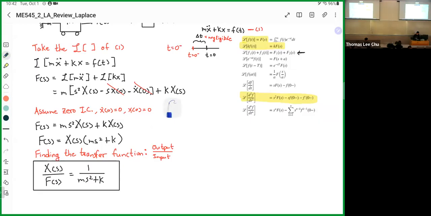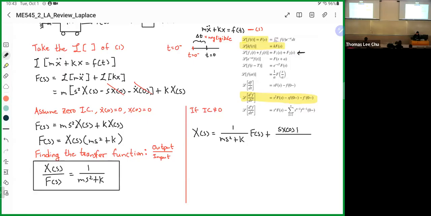Now, if the initial conditions are not 0, we actually leave the terms in there. I'll just give you the final answer and you can work it out. We get this term here. We can't explicitly separate the force and the position when we have non-zero initial conditions. So instead, we have to represent it as an output. Our output x of s is equal to 1 over ms squared plus k multiplied by a force, plus s times our initial condition plus the velocity at the initial condition, divided by ms squared plus k.